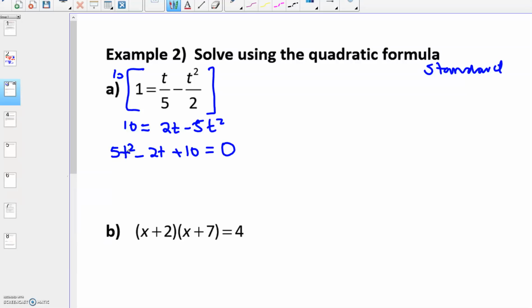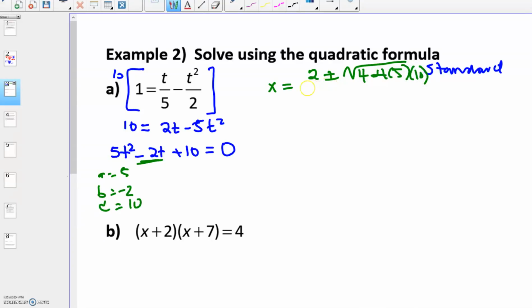All right, so I've got it in standard form, quadratic formula. Now I've got this -2 for my b. So I have a is 5 and b is -2 and c is 10. So when I do my quadratic formula, I get x is equal to the opposite of 2, which is going to be 2, plus or minus the square root of b squared. So -2 times -2 is positive 4. And then minus 4 times 5 times 10, all over 2a, so all over 10.